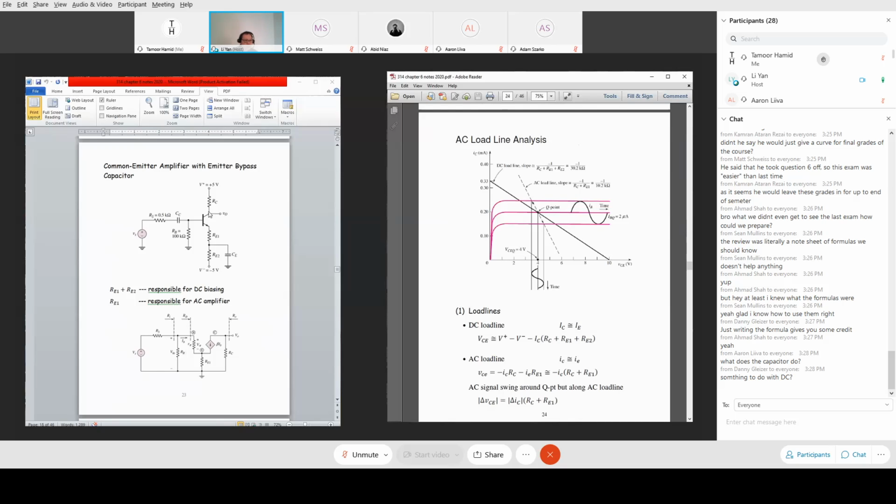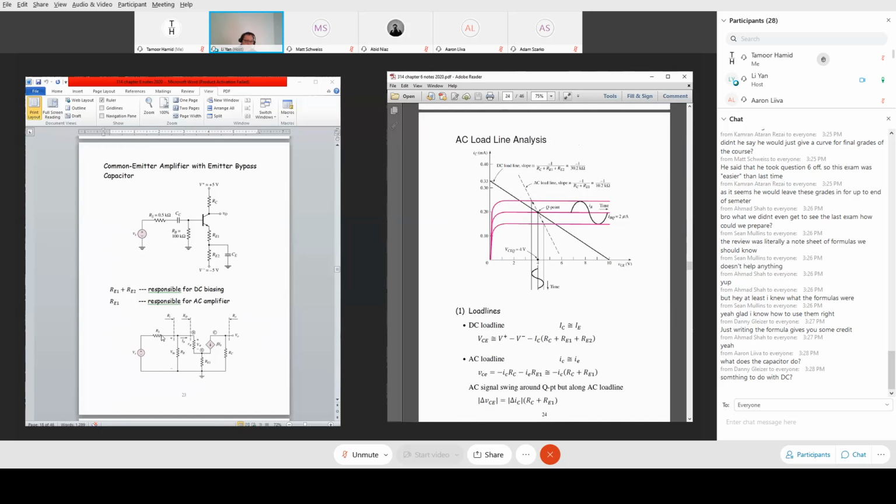And here, if we make the approximation that the currents IE and IC are approximately the same, then the load line equation is simply this expression. So the resistances RE1 and RE2 play a role in the load line slope, as indicated in this diagram. The load line slope is determined by the contribution from RE1 as well as RE2.